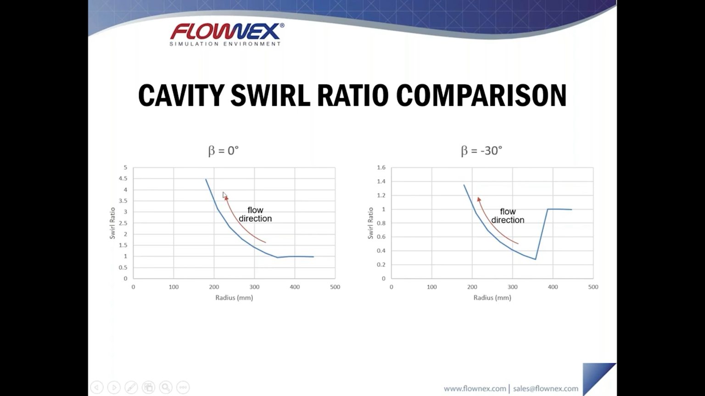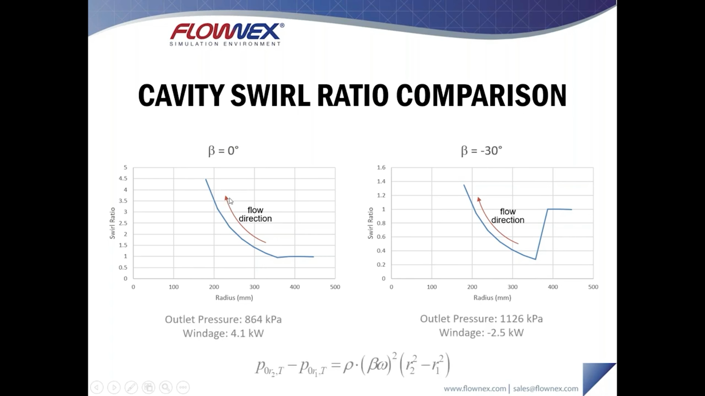You notice that in both cavities an inward flow in our radial direction results in quite a large increase in our swirl ratio. When we look at the actual results from these simulations, we see that for a hole that has no forward or backswept angle, we see an outlet pressure of about 864 kilopascals, whereas for a case where we have a backswept angle of 30 degrees, we see an outlet pressure of 1,126 kilopascals. This can be attributed to 2 factors.